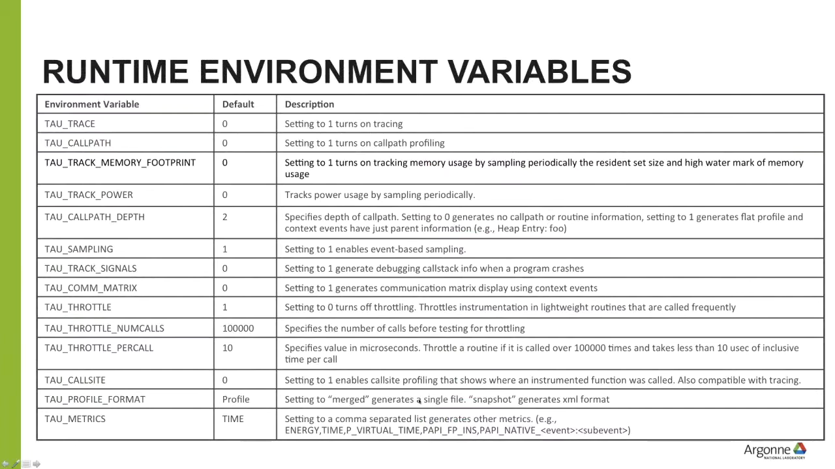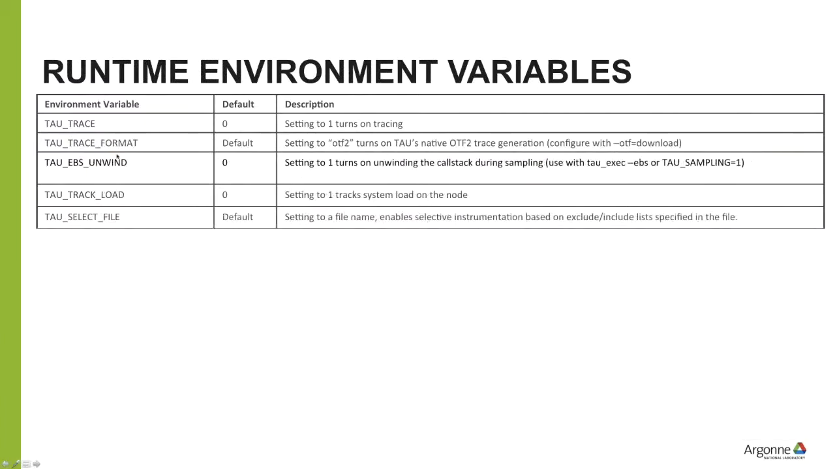If you use TAU_PROFILE_FORMAT equals merged, then it will generate a single tau profile.xml file instead of a file for each thread. This is especially useful as you use higher core counts. You don't litter the directory with many tau profiles. And if you use TAU_METRICS, you can specify LIKWID or PAPI metrics like this, where you can specify the PAPI metric or even energy or time in a comma separated list.